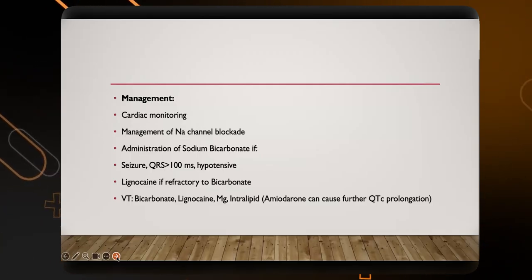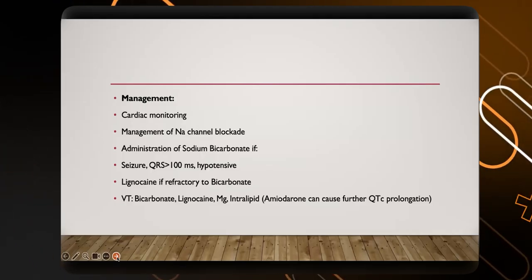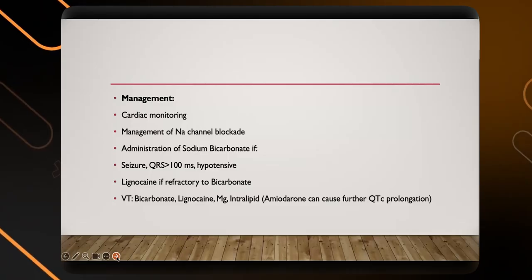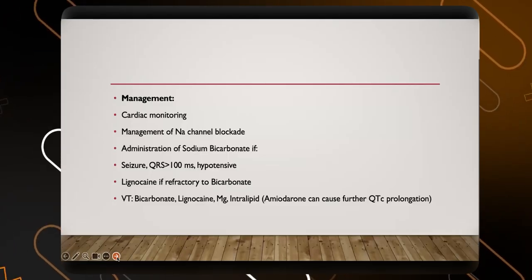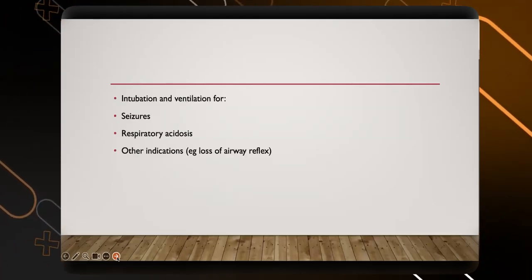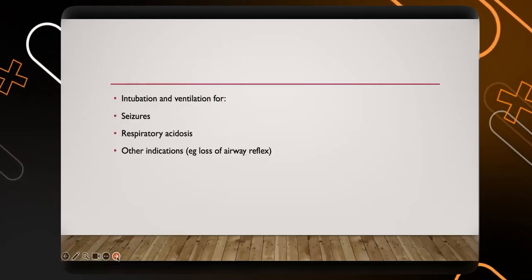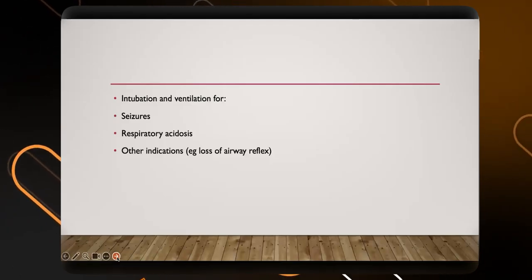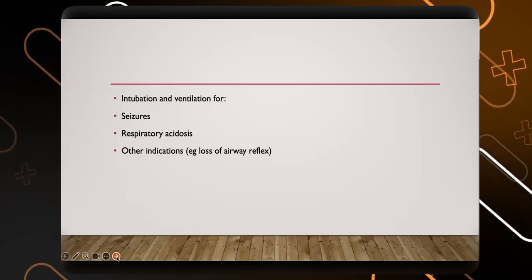Of note, you normally tend to give amiodarone if there's a VT, but it can cause further prolongation of the QTc. They may need intubating and ventilating for seizures or respiratory acidosis, or there could be other indications as well, for example, loss of airway reflex.